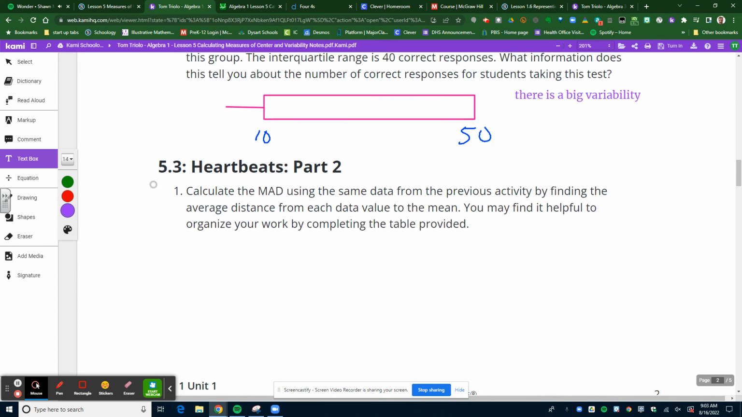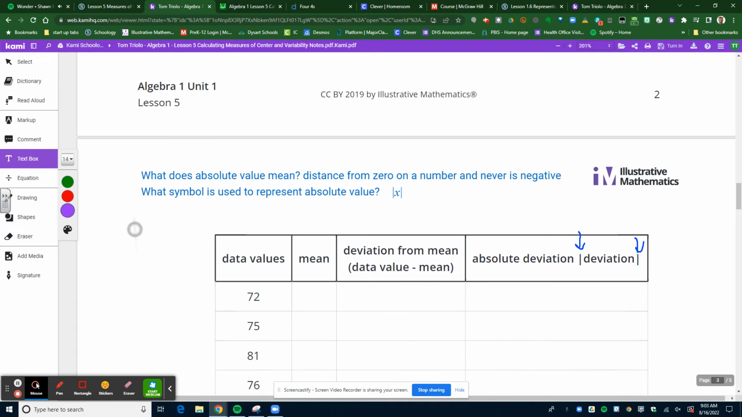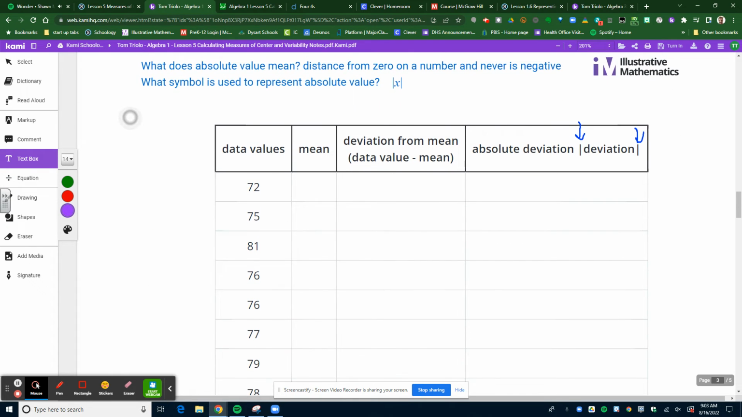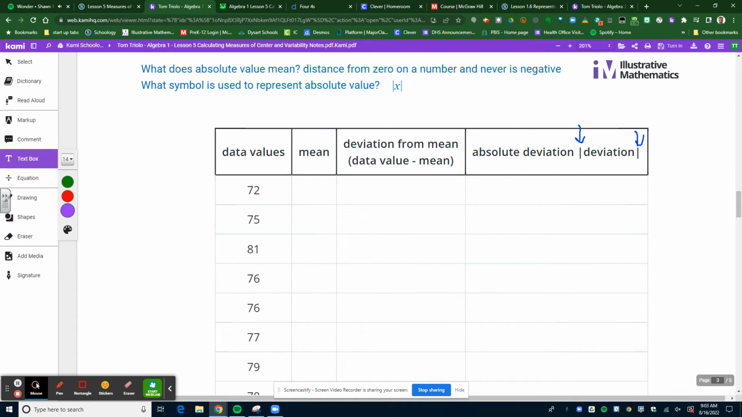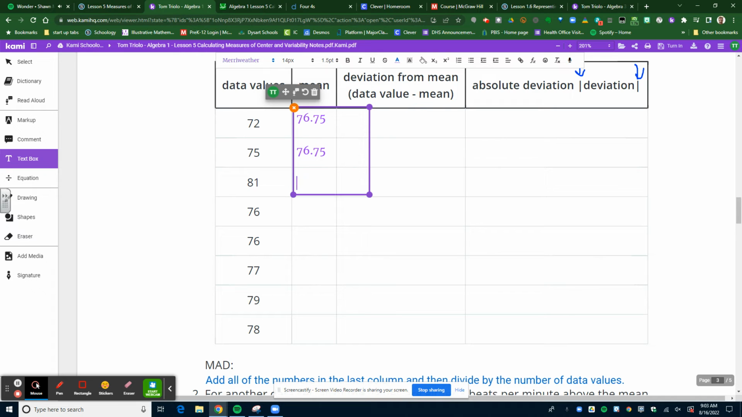So, no timeline. We got till 9:15, 9:20, right? So I put in my mean. So 1, 2, 3, 4, 5, 6, 7, 8. So in this first column, make a text box. And we're putting in 76.75. Hit enter. So get down to the next one. 76.75. Same every single way down. Everyone. Enter.